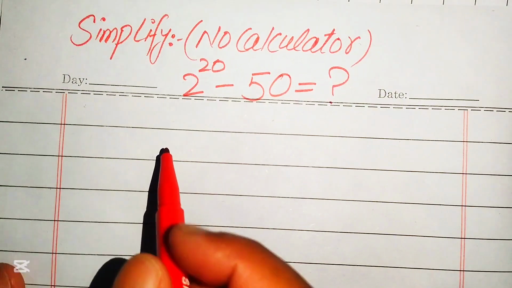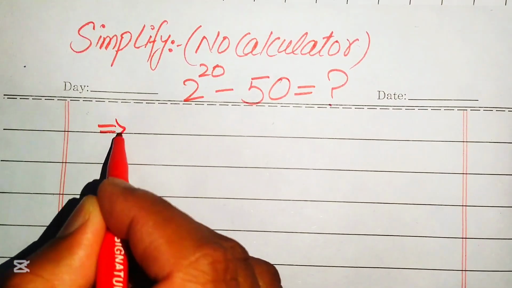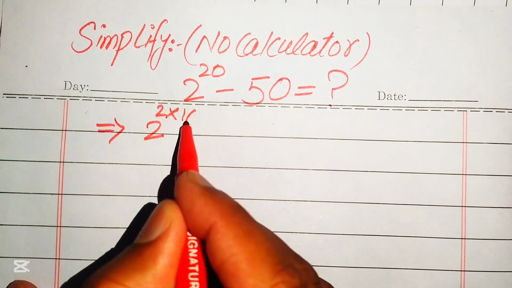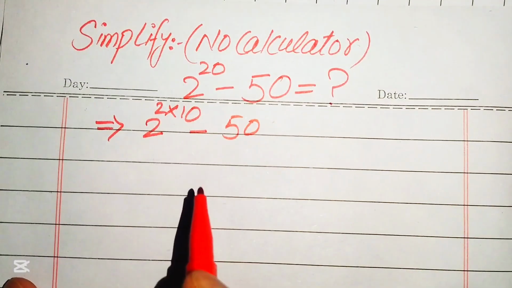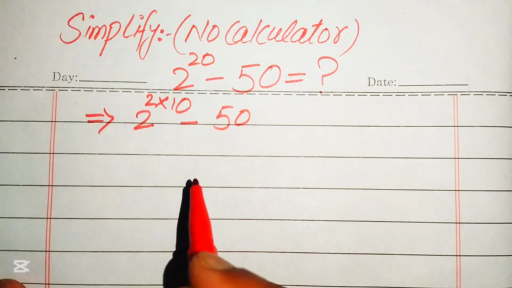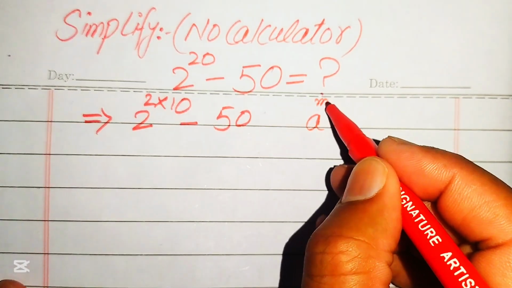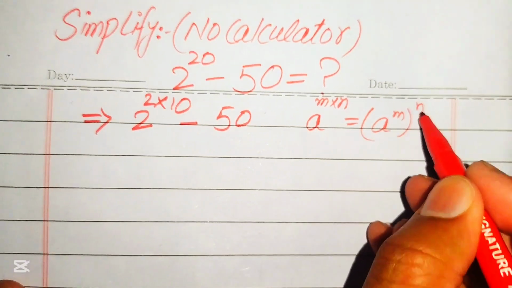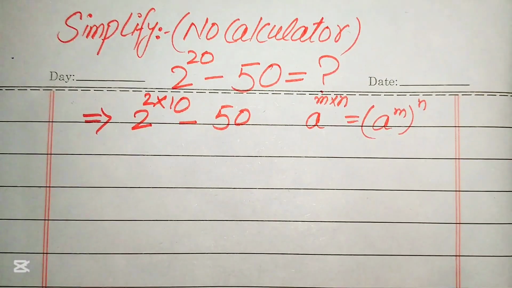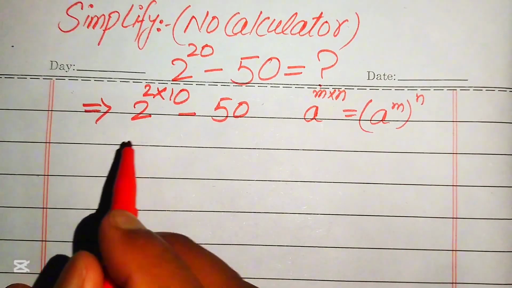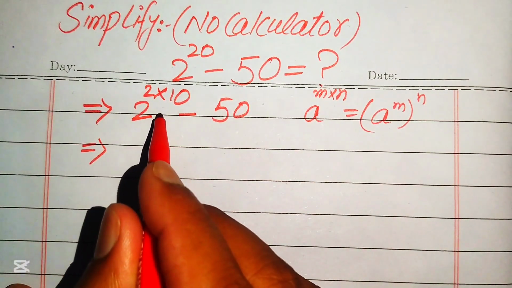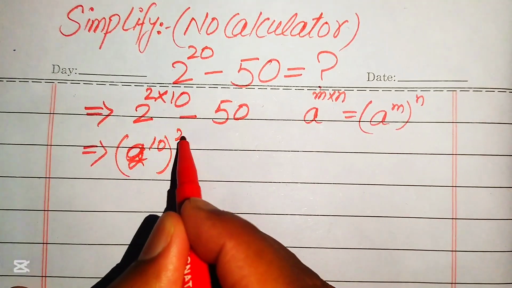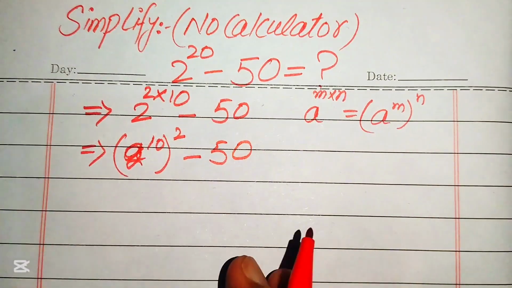The very first step is to focus on the exponent of this term. The exponent is 20, and we write this 20 as 2 times 10, minus 50. After that we apply the exponent law. You know that a to the power of m times n is equal to a to the power of m, to the power of n. After applying this exponent law, we write this term as 2 to the power of 10, whole squared, minus 50.